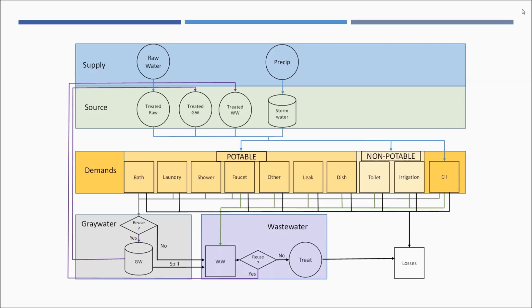We also have the potential to model CII demand, which is commercial, industrial, and institutional demand. That is more specific, so the simpler runs of the model are really for estimating outdoor demand and residential indoor demand. From those different sources, we generate graywater and wastewater, and those can either be discharged or ultimately treated and sent back up to be included as a source water at the top.